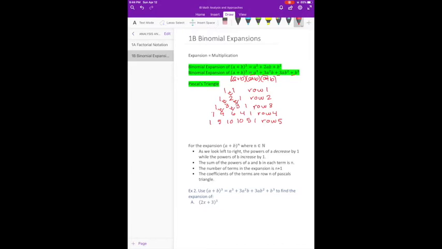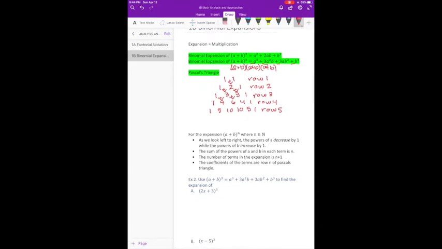Okay, so one thing to notice is for any of the expansions, n is just the power. So for the expansion a plus b to the n, where n is a natural number, 1, 2, 3, 4, 5, those are all natural numbers. As we look left to right, the powers of a decrease by 1. So here we have 3, then 2, then 1. The powers of a are decreasing, while the powers of b are increasing by 1. So here we have no power of b, that's the power of 0. Then we have a first power, second power, third power.